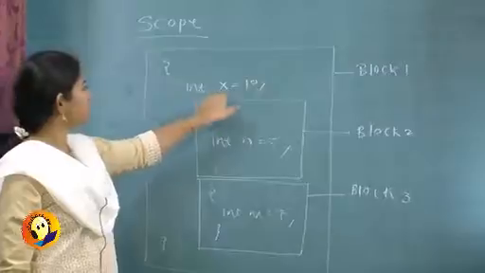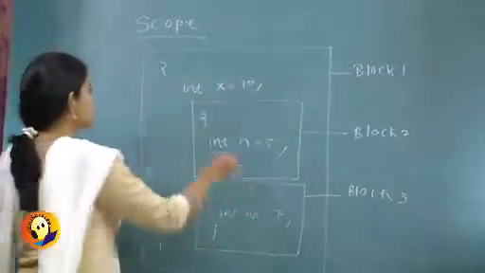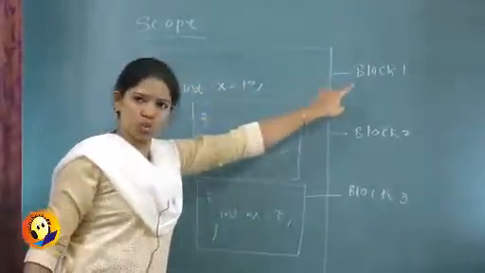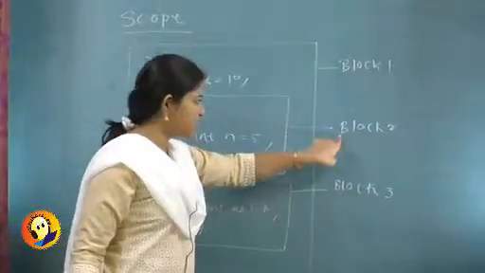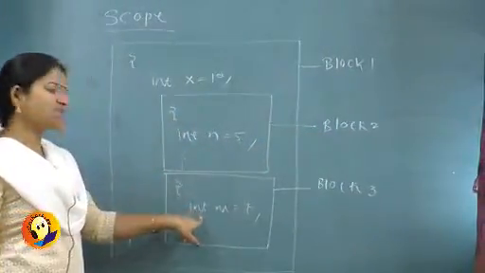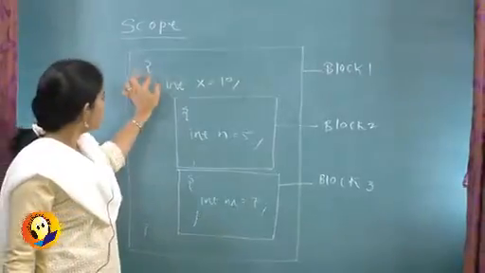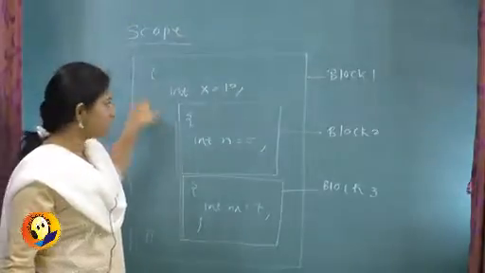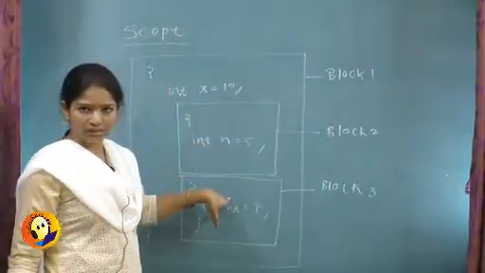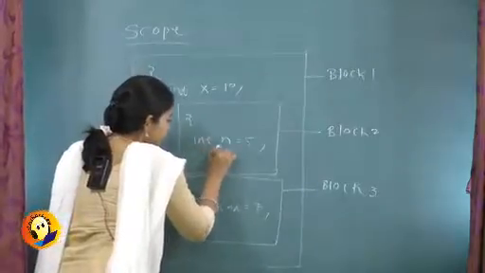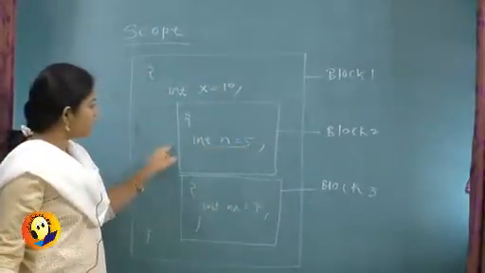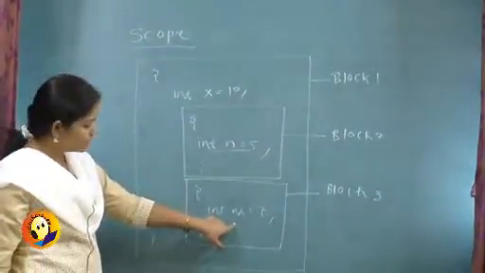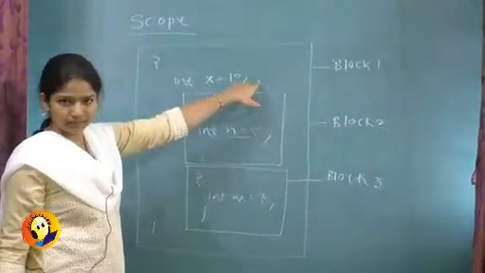In block 1 I have declared x is equal to 10. This is a variable x. So we can access variable x in block 1, as well as in block 2, as well as in block 3. So the scope of variable x means we can use or access variable x in block 1, block 2 or block 3. If I consider variable n, then variable n is only accessible in block 2 and not accessible in block 3 or in block 1.